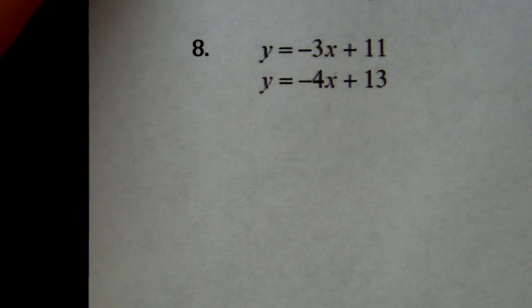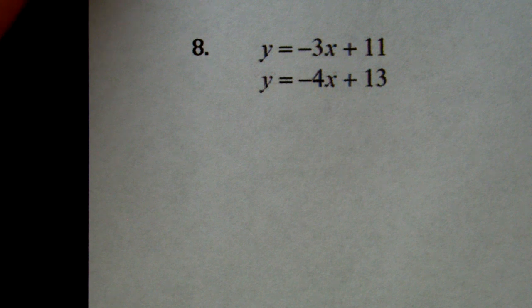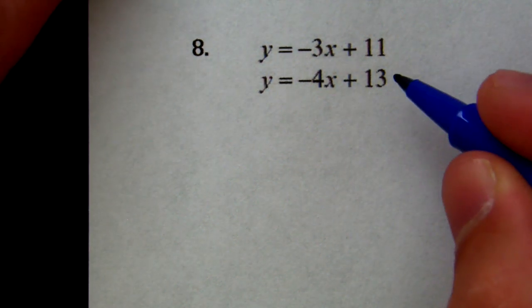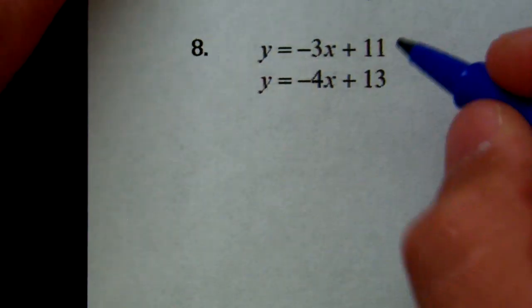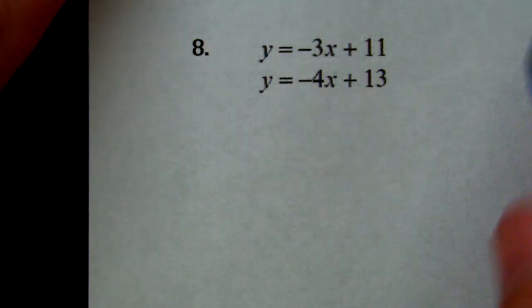All right, problem number 8. We are solving the systems of linear equations by substitution. So your answer should be an ordered pair. So we got to make sure it's solved for y first, which they both are. Perfect. Now we're going to set mx plus b equal to mx plus b.